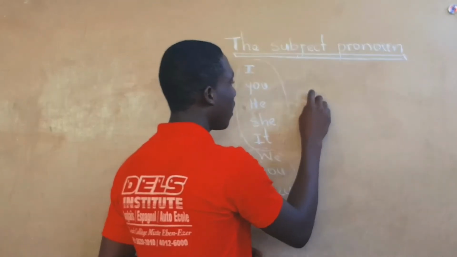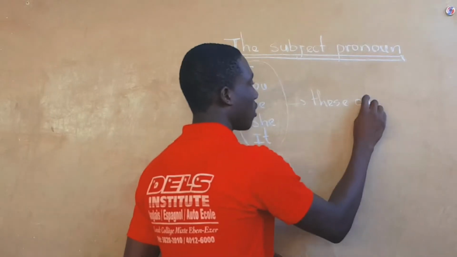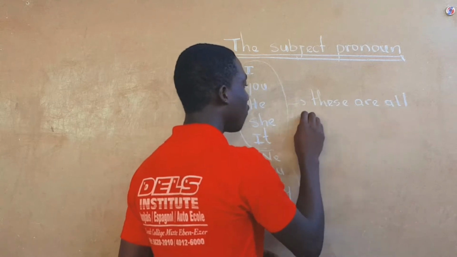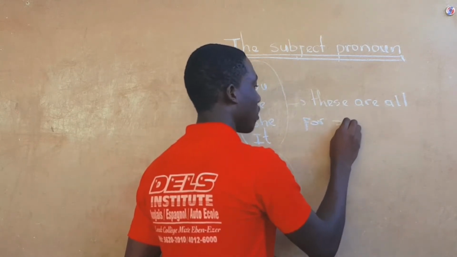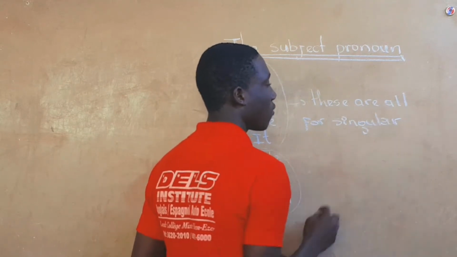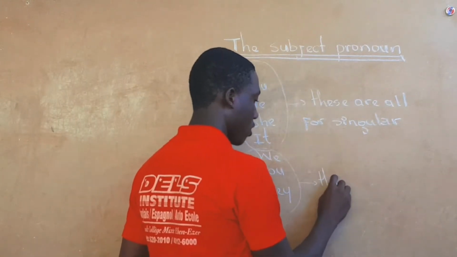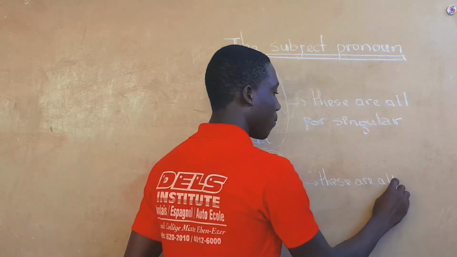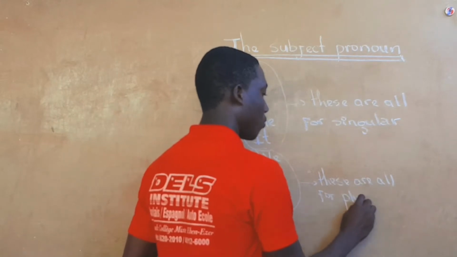See? For that, these are all for singular. For singular. And here, these are all for plural.